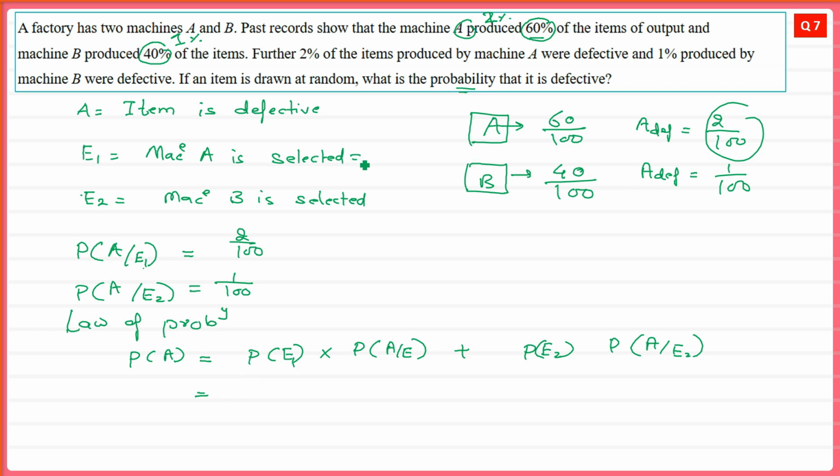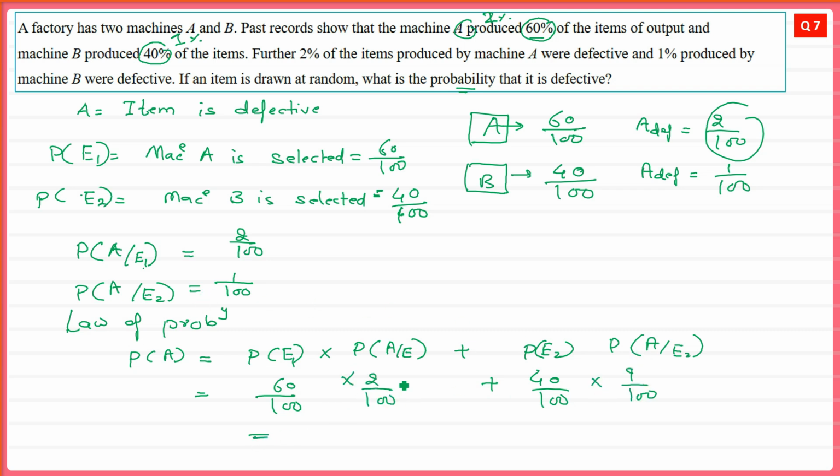Now this 60 by 100 is what? The probability that machine A is selected. It's already given in the question, 60 by 100. And the probability of E2 is what? It's 40 by 100. That is the probability that machine B is selected, which is 40% of the time. The 40% product is coming from B. 60% product is coming from A. So let's put these values in: P(E1) is 60 by 100, P(E2) is 40 by 100, P(A/E1) is 2 by 100 and P(A/E2) is 1 by 100.